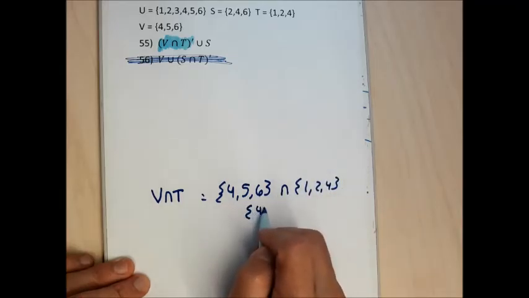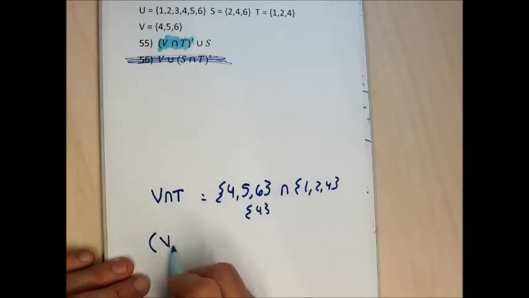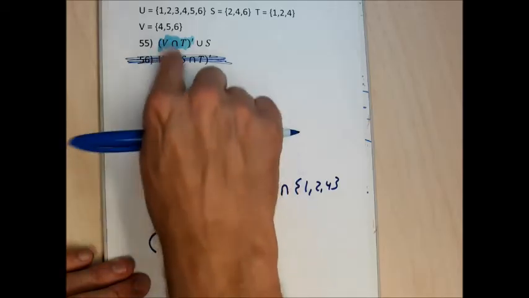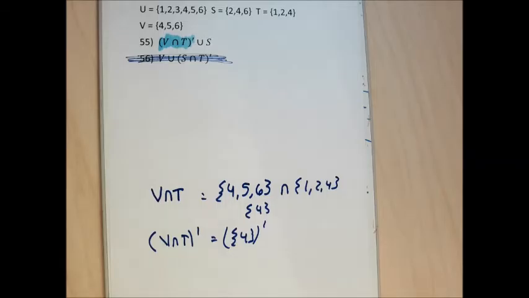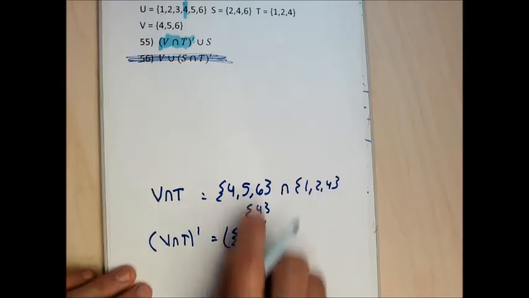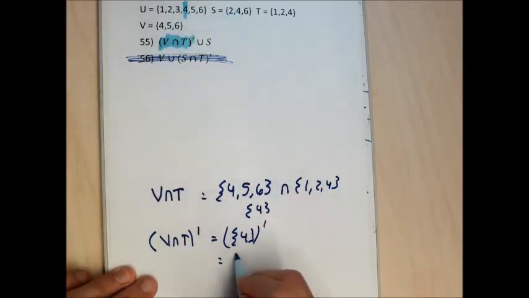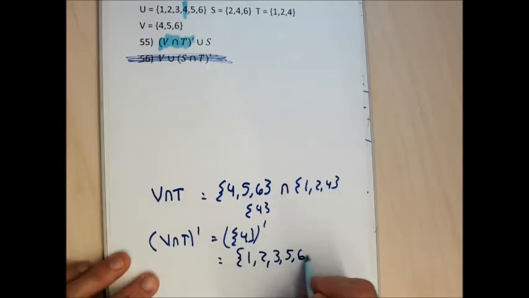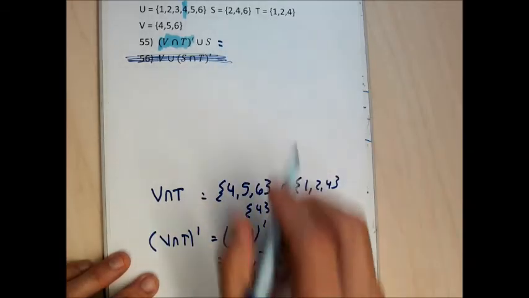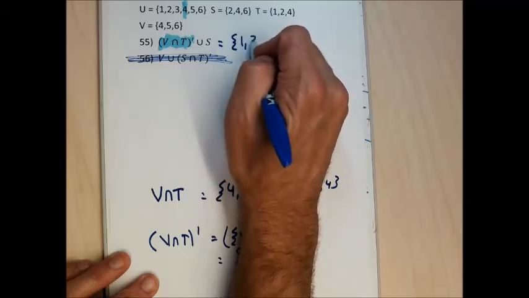It's just 4. But I'm asked to find the complement of V intersection T, and the complement of V intersection T is going to be the complement of the set that contains 4. That means to take 4 away from the universal set and write what's left. When I take 4 away from the universal set, I'm left with 1, 2, 3, 5, and 6. So the V intersection T complement, I found V intersection T, found its complement, and now I'm going to write down 1, 2, 3, 5, and 6.